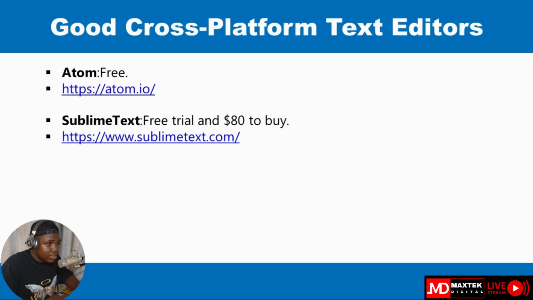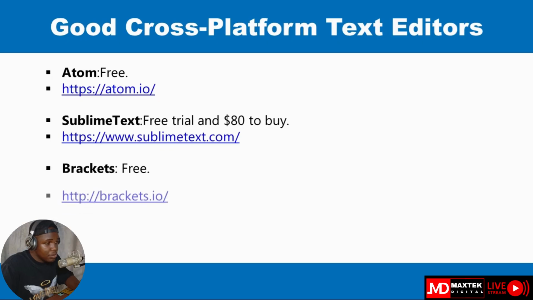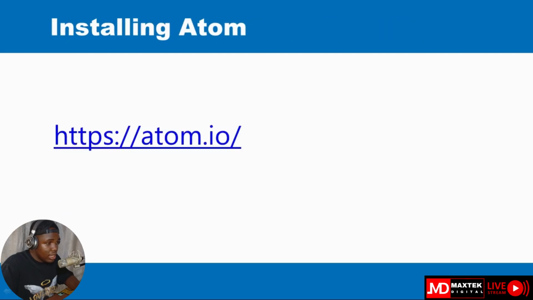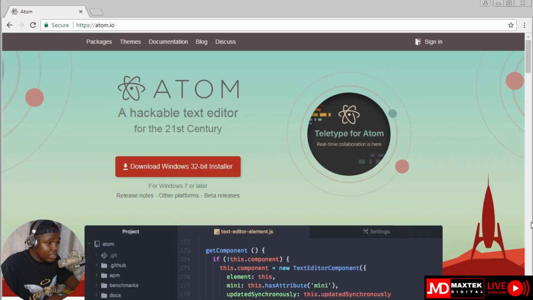Another good text editor, which is also free, is called Brackets. It can be downloaded from brackets.io. Let's install the Atom text editor by heading over to their website, which is atom.io. When you are on the Atom website, it will automatically detect your operating system. Click on the download installer button to begin the download.